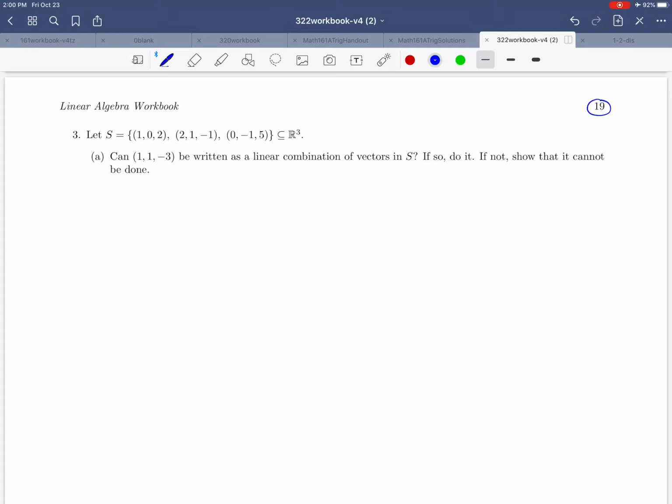And the first question that they'd like us to answer is, can the vector (1, 1, -3) be written as a linear combination of these vectors? Okay, so again, that's like asking us, can we build (1, 1, -3) using those 3 vectors as our building blocks? Algebraically, it's just asking, can we take (1, 1, -3) and write it as a linear combination of those 3 vectors that they gave us?